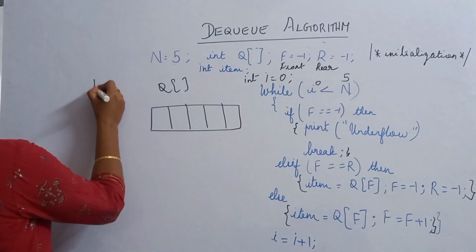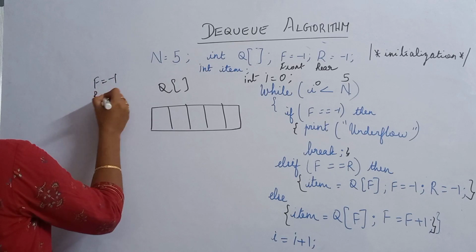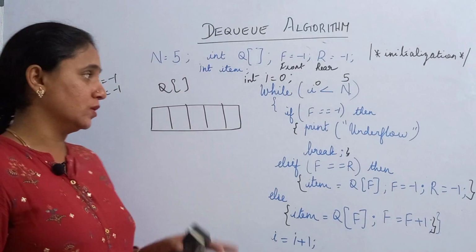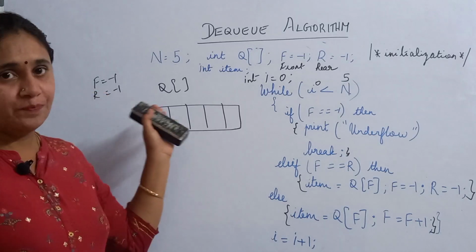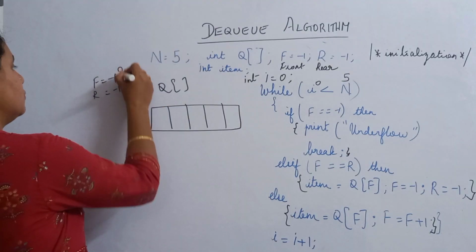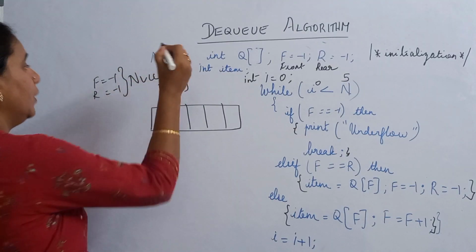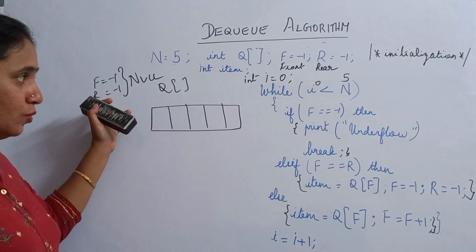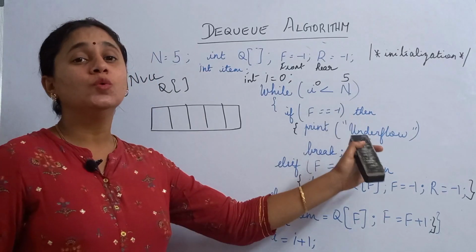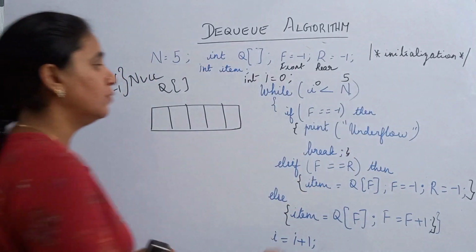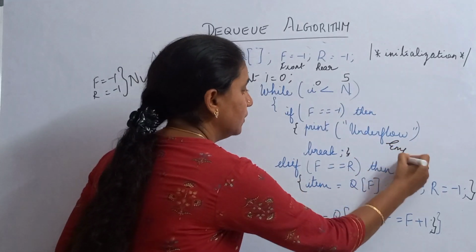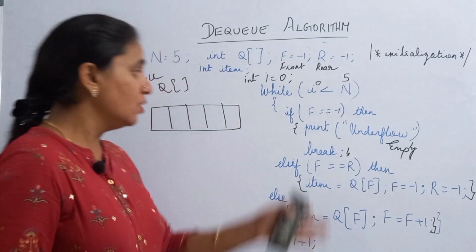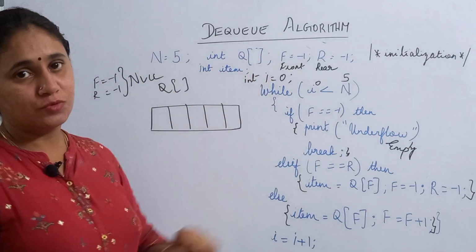Now what will be the value of the front end here? The front end pointer value is going to be -1. Suppose if these two values are null, we cannot perform the delete operation, isn't it? If it is true, it will print that the queue is underflow. What is the meaning of underflow? Underflow means empty, so we cannot delete any further elements. It will check and come out.